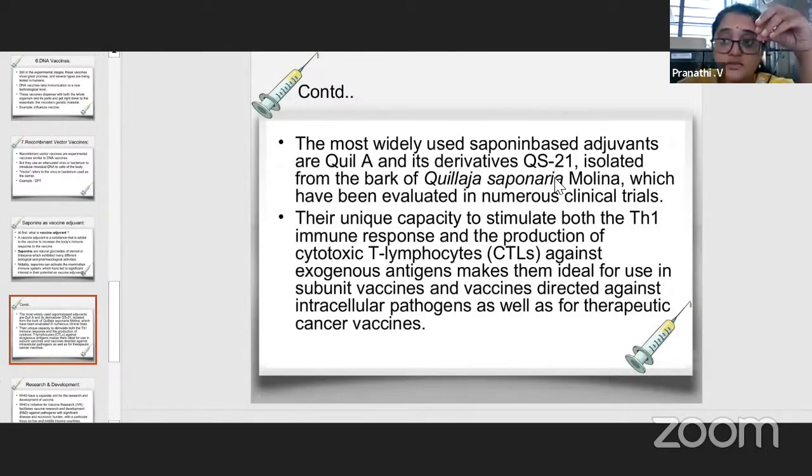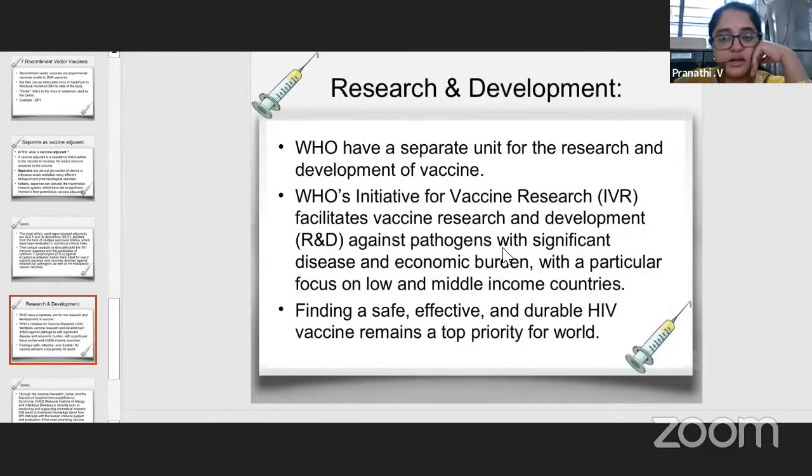Because of the presence of adjuvant, both TH1 and production of cytotoxic T lymphocytes is going to take place, making it a very effective response against that particular vaccine. So it is used as a therapeutic cancer vaccine also. The World Health Organization has a separate R&D unit only for vaccine development.